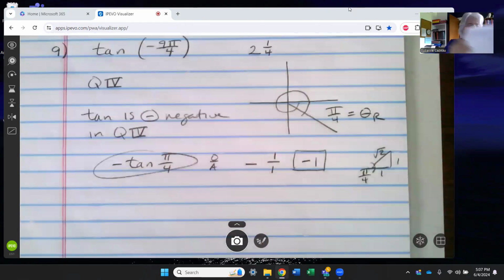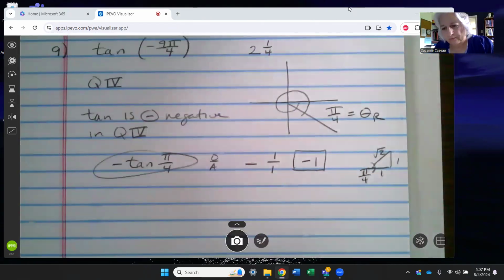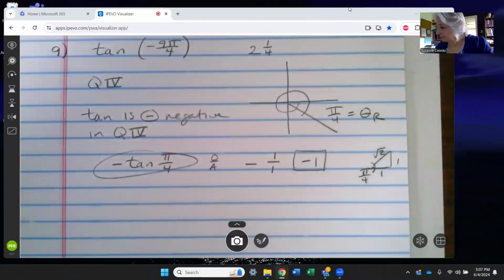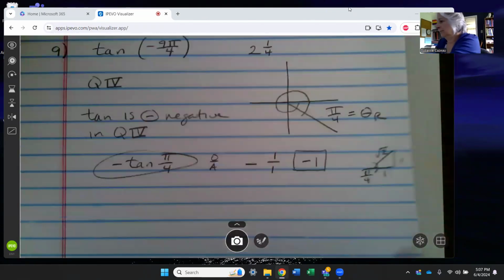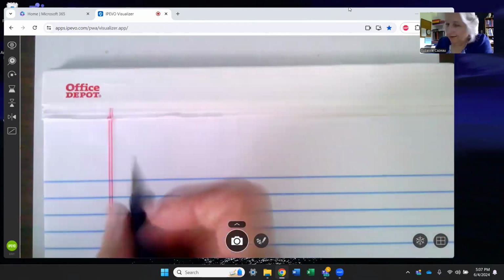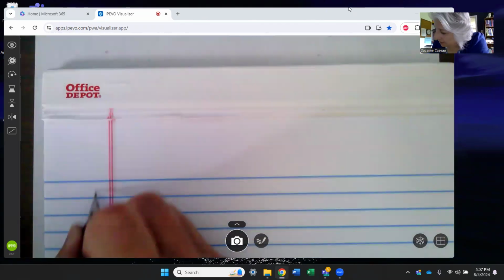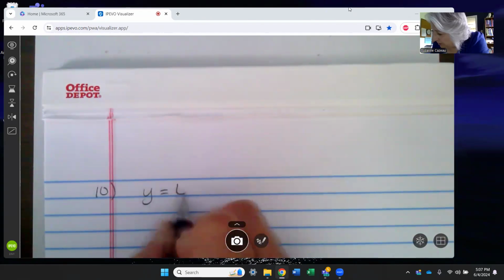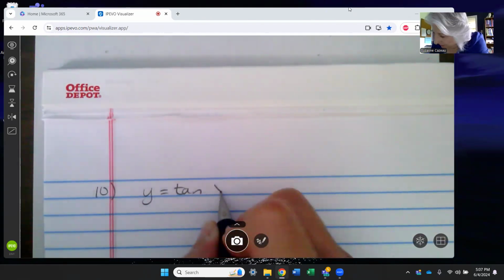Number 10. I'm going to need a whole page for this one. Actually, let me just write this on here. Well, number 10. Number 10 has a lot of moving parts. Number 10 is y equals tangent of x.